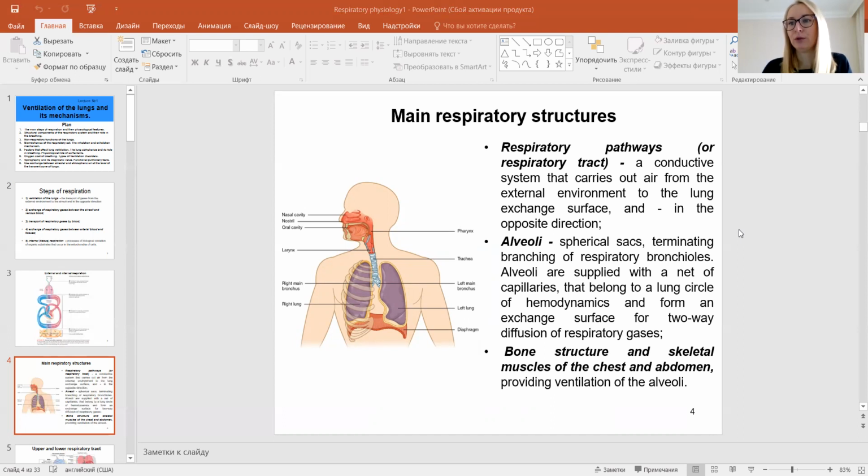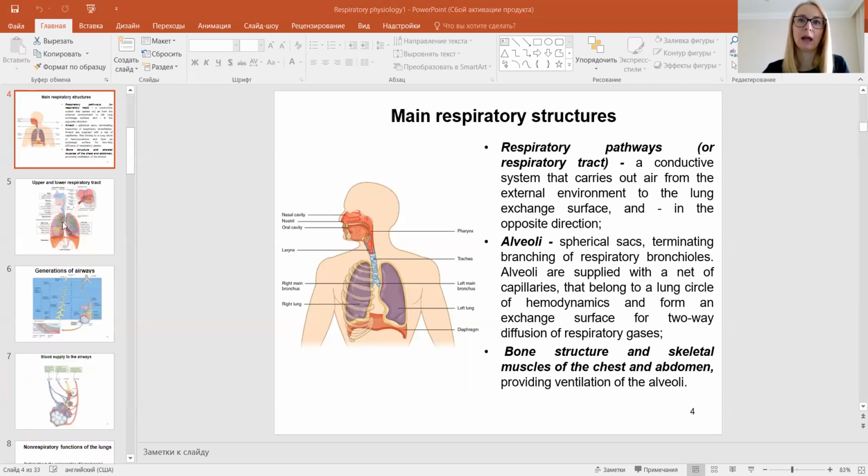Second is alveoli, which are spherical sacs that terminate the branching of respiratory bronchioles. Alveoli are supplied with a net of capillaries that belong to the long circle of hemodynamics and form an exchange surface for two-way diffusion of respiratory gases. And the third one is the bone structure and skeletal muscles of the chest and abdomen, which provide ventilation of the alveoli.